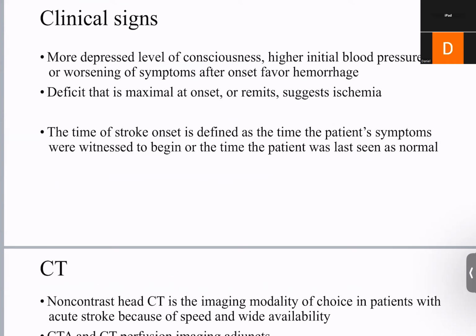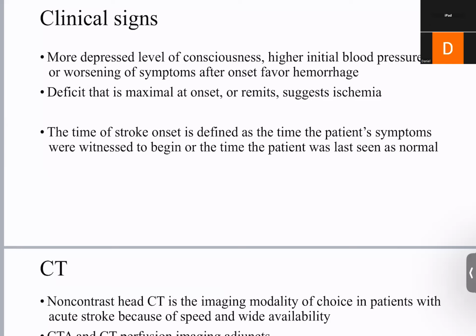Regarding clinical signs which can be helpful in determining whether it is an ischemic or hemorrhagic stroke, again, it is not 100%. A patient presenting with a more depressed level of consciousness, higher initial blood pressure, or worsening of symptoms after onset usually favors hemorrhage. And if the deficit is maximum at the onset, or if it remits, again it suggests ischemia.